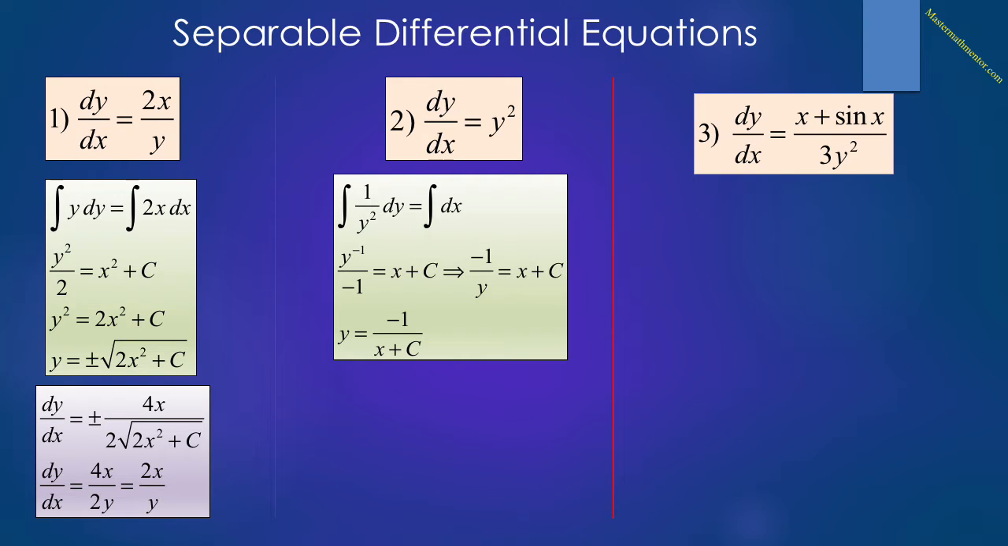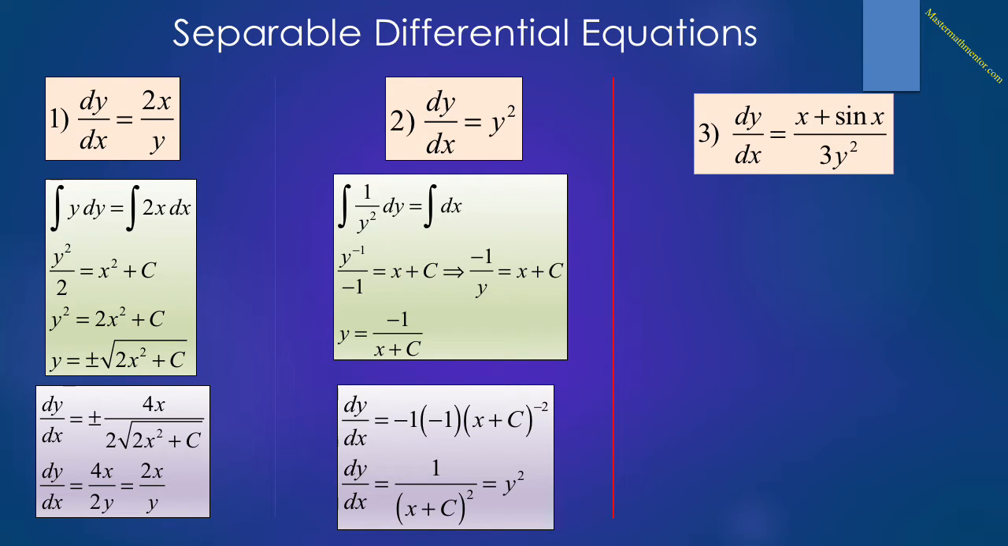In number 2, we have dy dx is equal to y squared. Cross multiplying, we get 1 over y squared dy is equal to dx. Integrating both sides, we get y to the negative 1 over negative 1 is equal to x plus c. And that gives negative 1 over y is equal to x plus c. Solving for y, we get y is equal to negative 1 over x plus c.